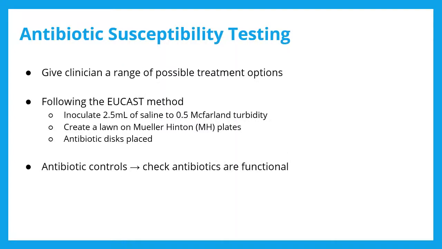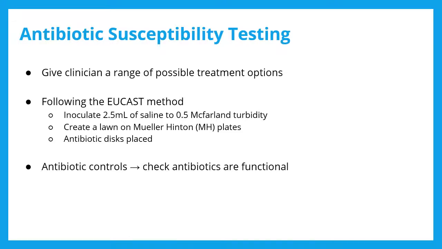Antibiotic susceptibility testing of the isolates occurred to give the medical practitioner a range of possible treatment options. Susceptibility testing also occurred on the isolates recovered from the urine sample and wound swab using similar methodologies, although in the following I'll be focusing on the blood isolate. Following the standardized EUCAST method, a lawn was set up on a Mueller-Hinton agar plate using an inoculum with 0.5 McFarland turbidity, prepared from the recovered Staph epidermidis.